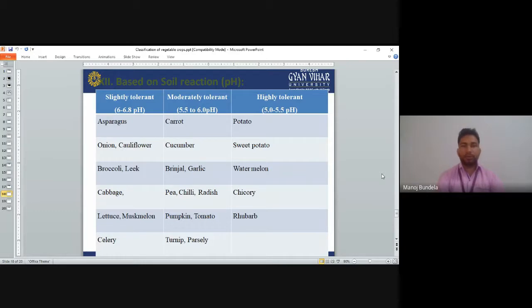Second is moderately tolerant, 5.5 to 6 pH, like carrot, cucumber, brinjal, garlic, pea, chili, radish, pumpkin, tomato, turnip, and parsley. Third is highly tolerant, meaning acidic soil of 5 to 5.5 pH, like potato, sweet potato, watermelon, rhubarb, and chicory. These are grown in highly acidic soil.